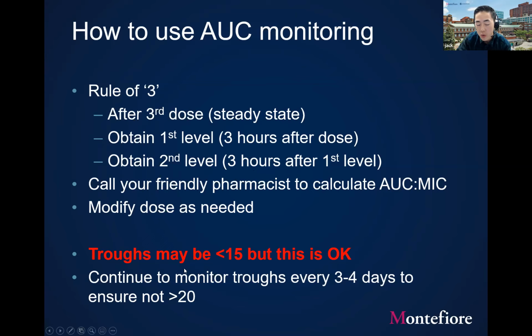The one thing to note is that your troughs may be less than 15 or less than 10 sometimes, but this is okay because now we're using a more accurate way to monitor. And you'll still collect troughs. You don't really need to repeat the AUC over MIC unless something drastically changes, but the troughs you'll monitor just to make sure it's not above 20.